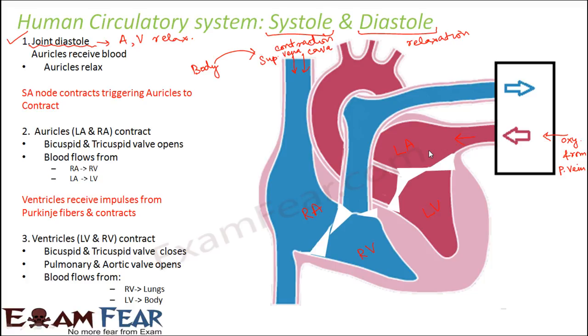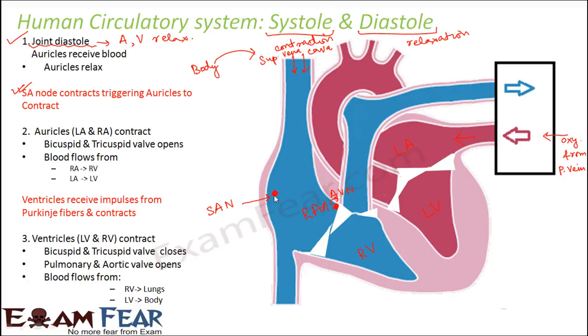What happens next? Now the process starts, and it starts with the SA node. As I mentioned, where is the SA node? It is located in the right auricle somewhere. In this picture, this is not the exact location, I'm just telling. Let us suppose this is where the SA node is located. So what does it do? It contracts, triggering auricles to contract. The SA node basically generates an electrical impulse, and that electrical impulse travels from the SA node to the AV node. The AV node will be located somewhere here. Let us suppose this is the AVN.